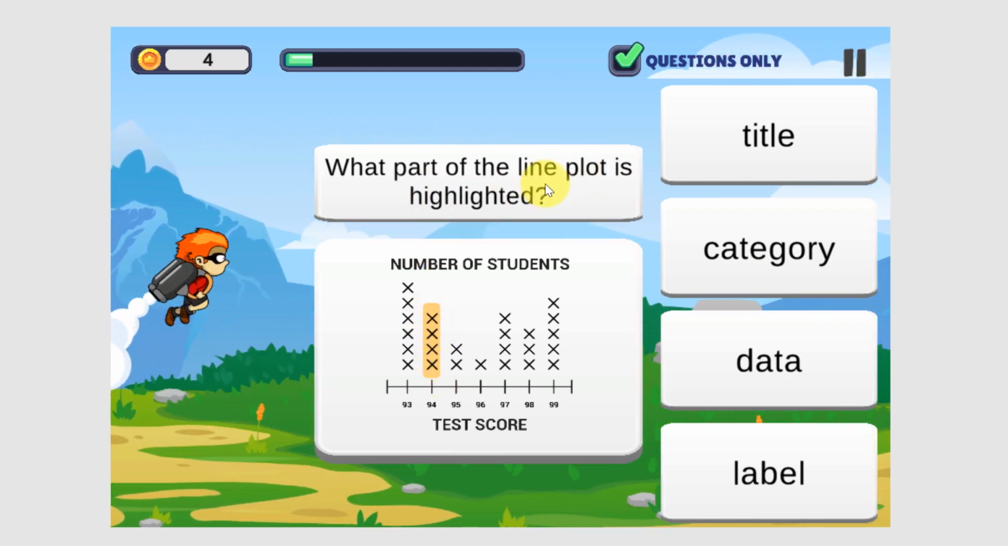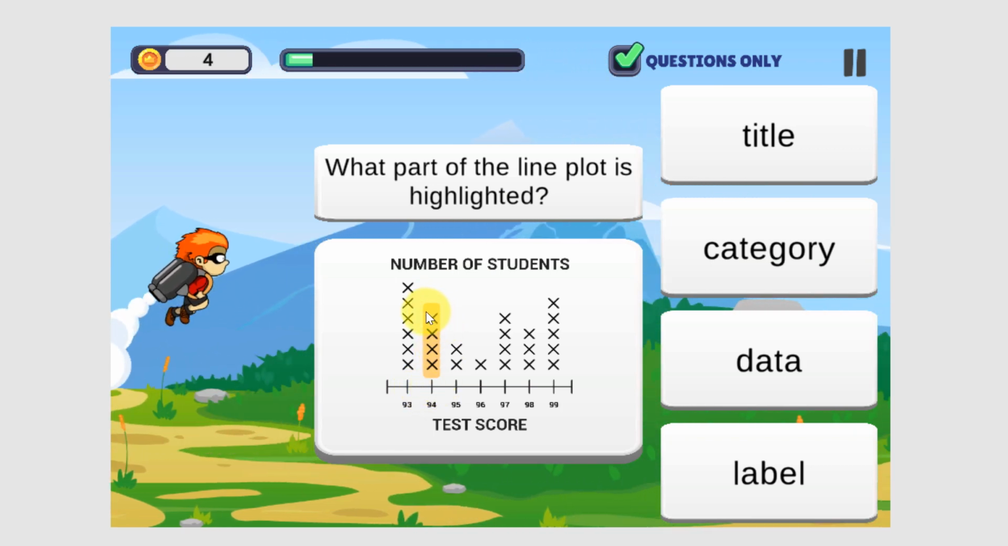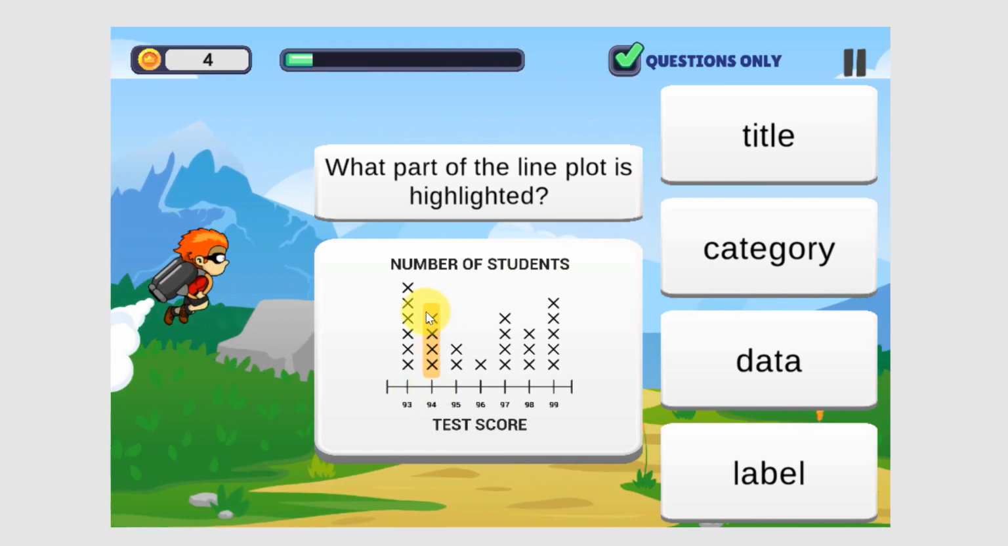And what part of the line plot is highlighted? Well, this is all called data. When you're collecting information, you say you're collecting data.